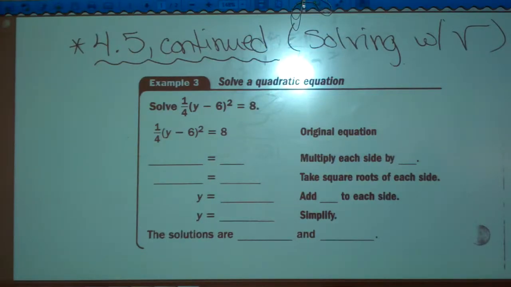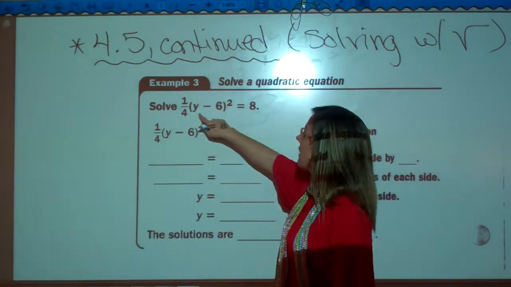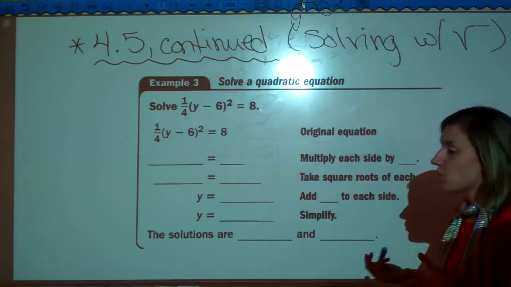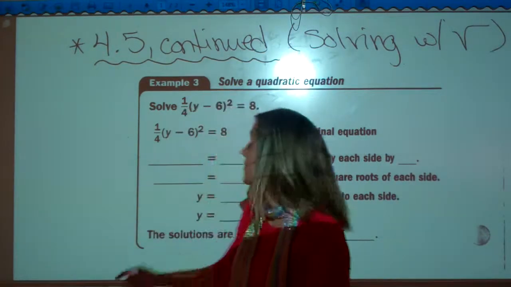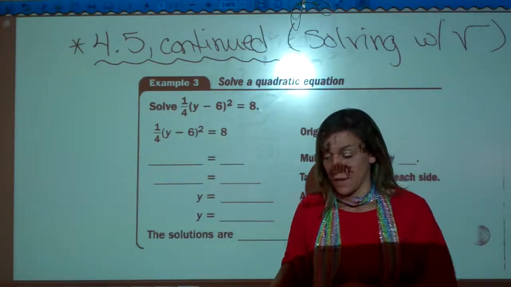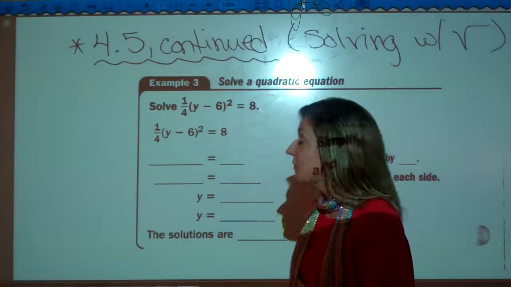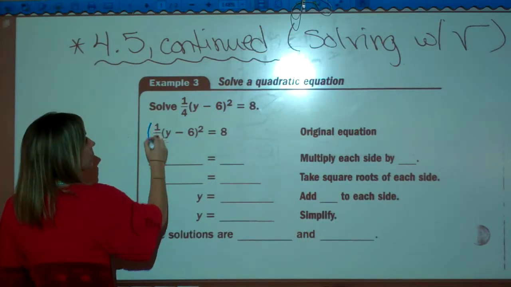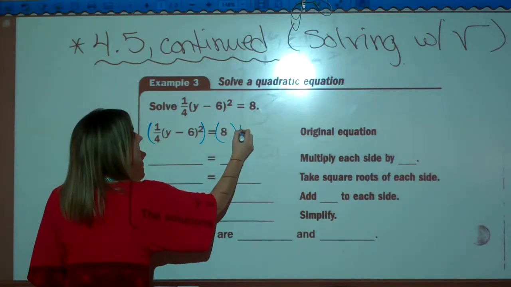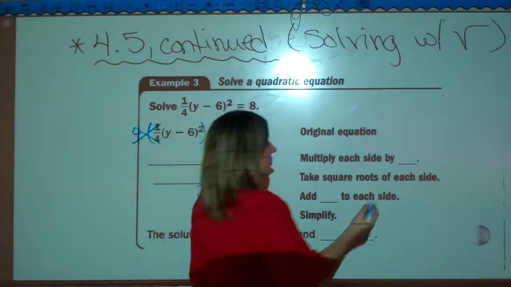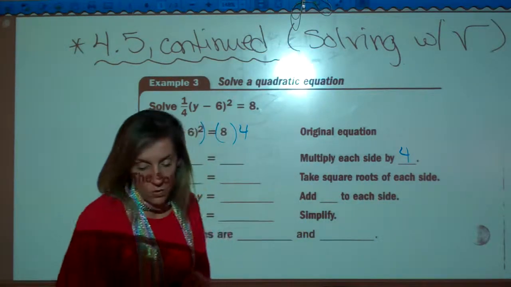Okay, and this one says 1/4 times y minus 6 squared equals 8, okay? So what you want to do is isolate this y by undoing everything around it, just like you would solve an equation back in Algebra 1, okay? So the first thing we want to do is get rid of the 1/4. The way that we get rid of the 1/4 is we multiply both sides by that 4, because 4 and 1/4 are multiplicative inverses, so they'll cancel. So we multiply both sides by that 4.